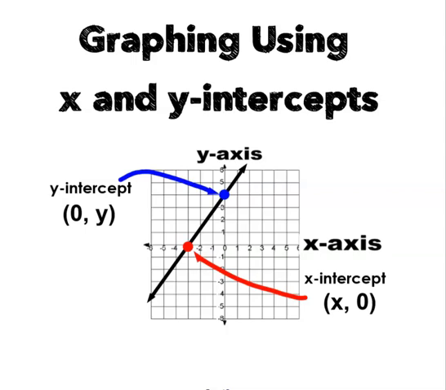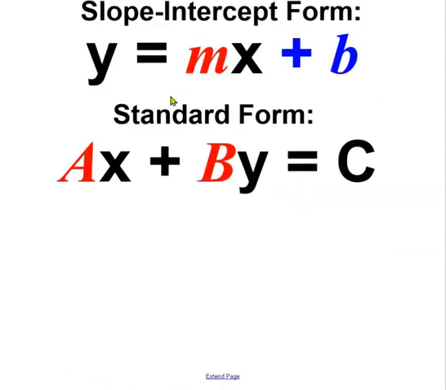In this tutorial, you will graph a linear equation by using the x and y intercepts. Now, typically when you graph an equation, you probably graphed it from the slope-intercept form, where you started graphing at the y-intercept and then you followed the directions of the slope to find other points. Today we're going to be using the standard form equation, which the x and the y will be on the same side of the equal sign.